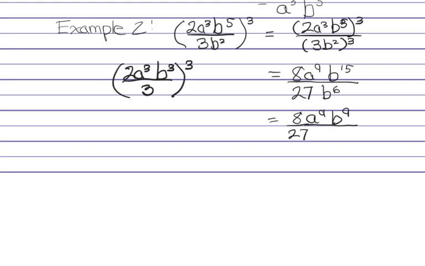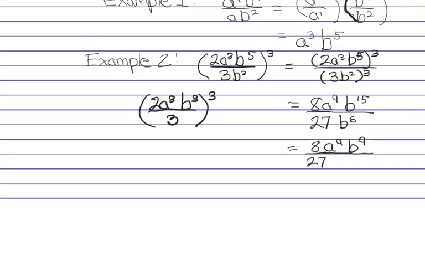Now let's take a look at a third example. And this time we're going to throw in some negative exponents. It's not really more confusing, just more steps. So in example 3, let's take a look at 4a to the negative third, b to the 6th, over 16a squared, b to the 6th, and c to the negative 5th.